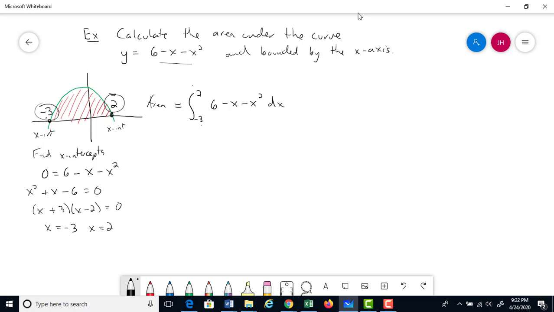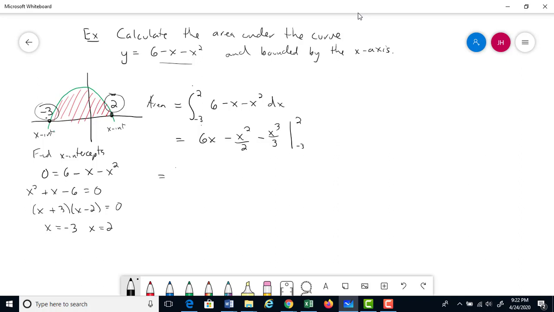So, okay, let's find the antiderivative. So this is going to be 6x, that's the antiderivative of 6, minus x squared over 2, that's the antiderivative of x, minus x cubed over 3, and that's the antiderivative of x squared, and I'm going to evaluate that entire thing from minus 3 to 2. So now I've got to plug things in.